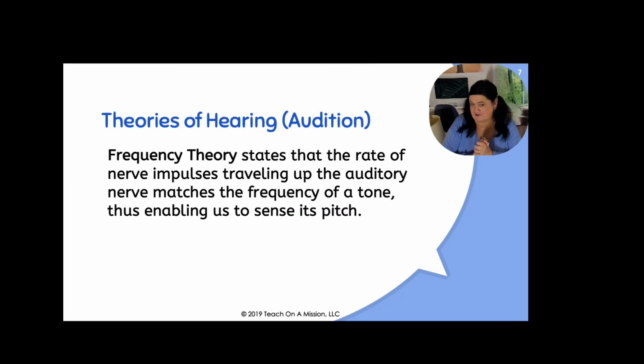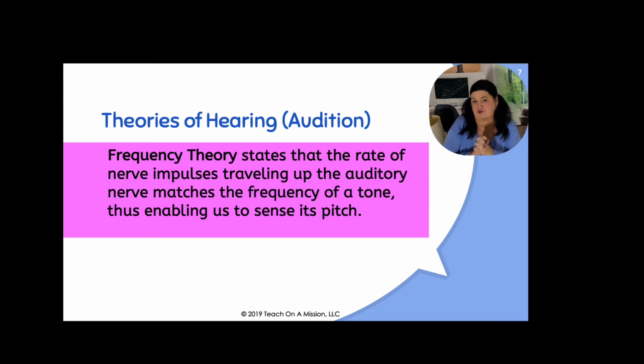So let's talk about the different theories here, of audition. The first type is frequency theory. Frequency theory states that the rate or amount of waves traveling up the auditory nerve matches the frequency of a tone. So the idea here is if you have a very large or frequent amount of waves, the hair cells or the cilia are going to move at the same pace and at the same speed, and that determines the pitch.